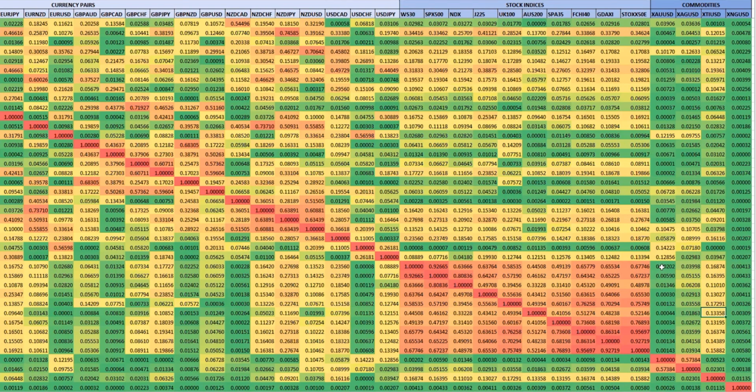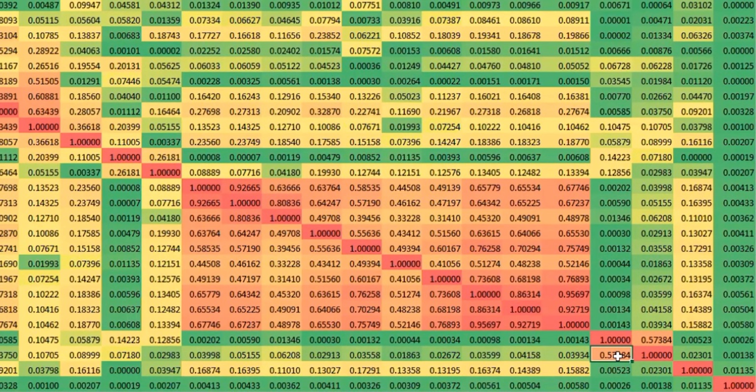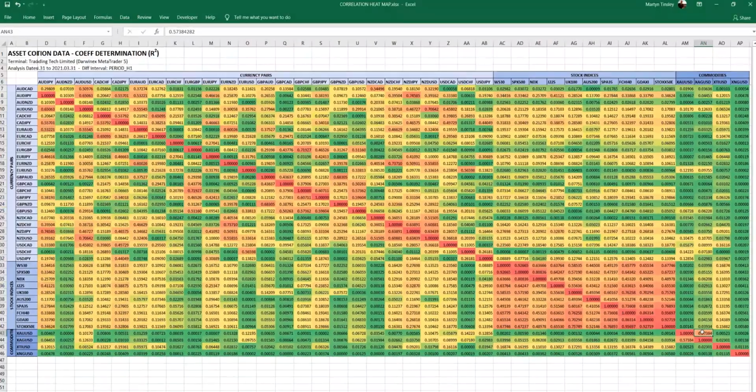Again, you can see that gold tends to be relatively uncorrelated with the stock indices and many of the Forex pairs. But take a look down here. This value indicates the correlation between gold and silver. And so out of all of the commodities, these are the highest values, which shows that the value of gold and silver changes in sync more often than it doesn't.